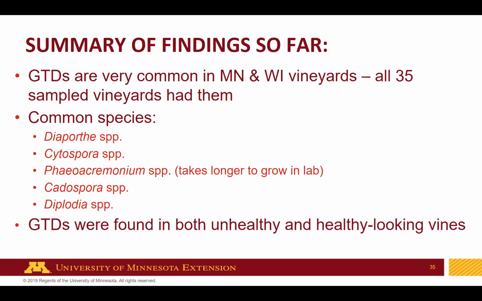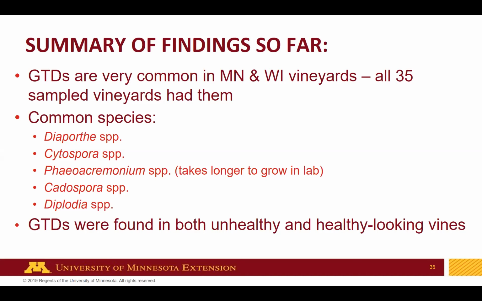I wanted to point out something with Phaeoacremonium that's interesting and important, I think. It takes a longer time for this genus to be grown out in the lab on agar. And so there's a possibility that it might have been underdiagnosed previously, but Davey keeps the samples in the lab for weeks and weeks, even after he's sequenced the fungi off of them, to let them grow, because sometimes all of a sudden we're seeing species that we didn't see before that are grapevine trunk disease species. So we might end up finding more Phaeoacremonium as we go on. It's also important to note that we've found grapevine trunk diseases in both unhealthy and healthy looking vines.